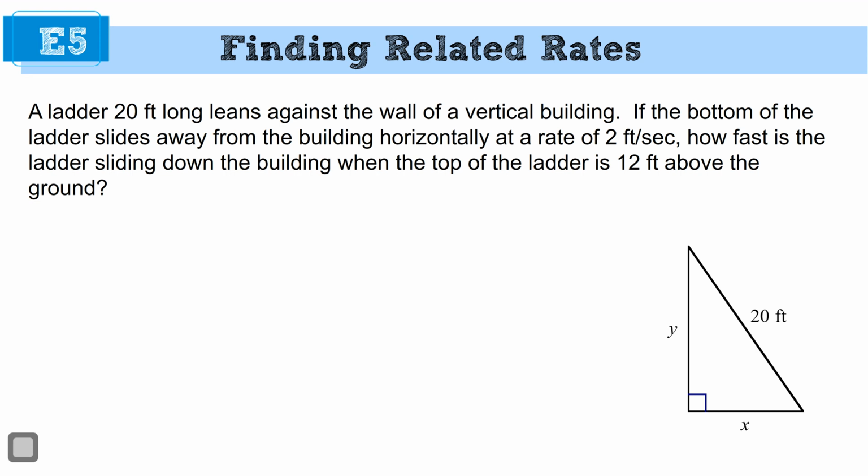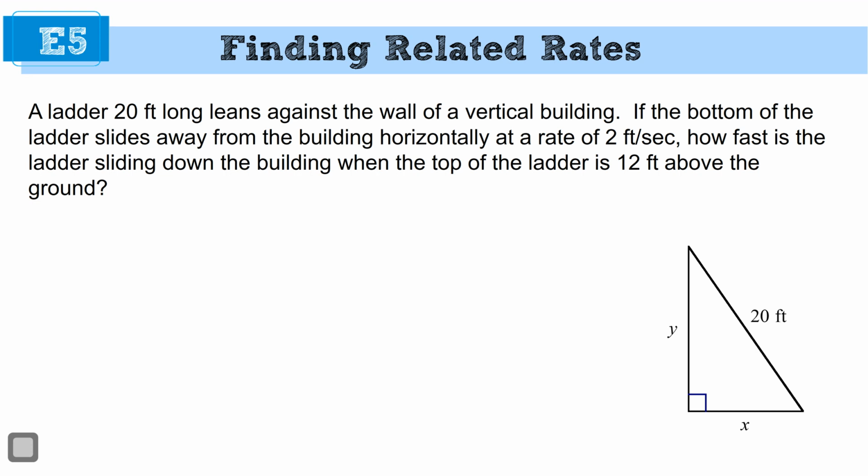A ladder 20 feet long leans against the wall of a vertical building. If the bottom of the ladder slides away from the building at a horizontal rate of 2 feet per second, how fast is the ladder sliding down the building? There is a common misconception that if the bottom of the ladder is sliding out at 2 feet per second, then the top of the ladder is sliding down at 2 feet per second, and that's not the case. We'll figure that out in a second.